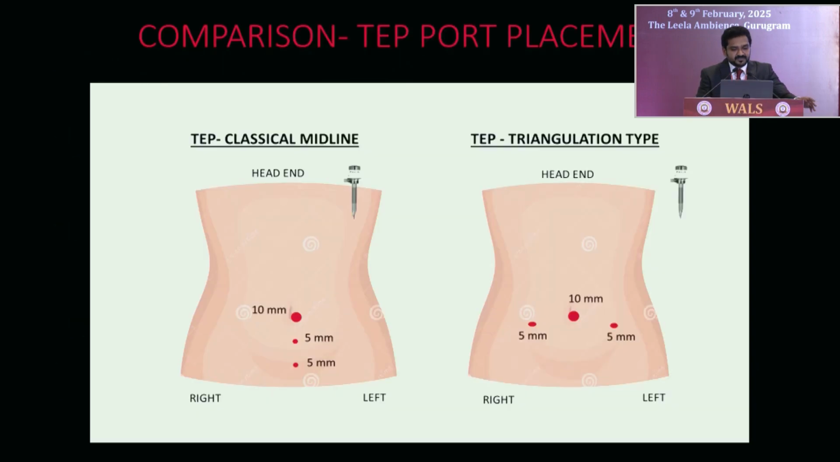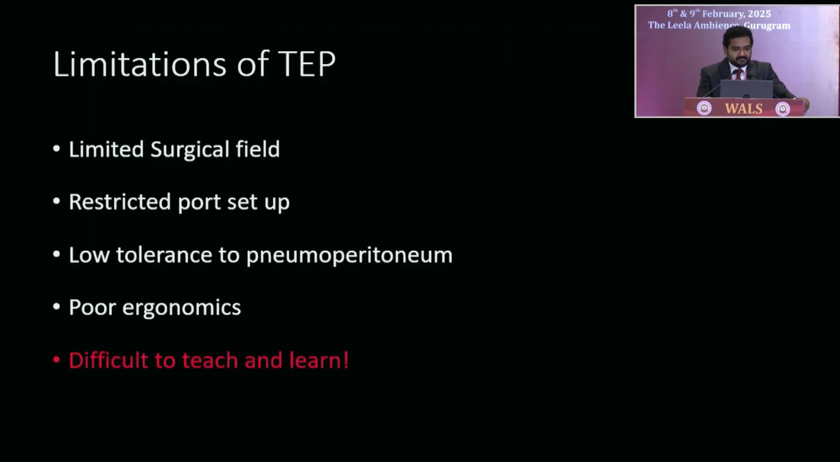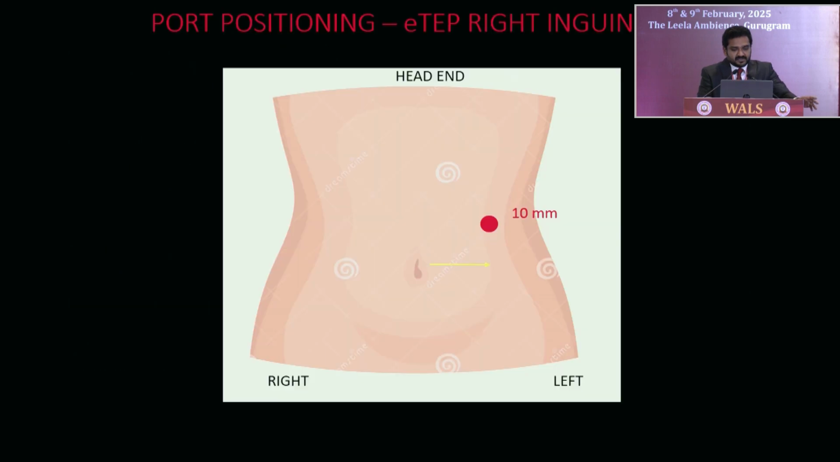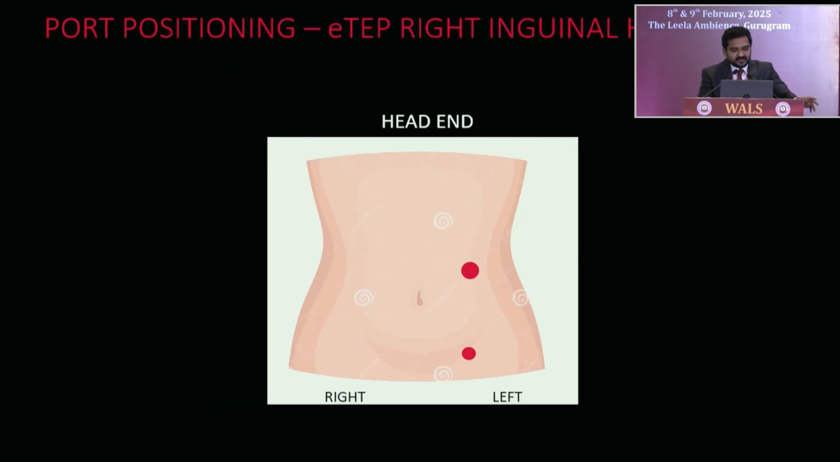post-bariatric patients. So if you compare the port placements of TAPP, in classical TAPP you go by midline ports. In the triangulation type, you place the ports laterally at equidistance from each other. But however, it has got its own limitations. In eTEP, you take a first camera port 5 centimeters lateral and 3 centimeters cephalad to the umbilicus. And the second port is at the level of lateral to the inferior epigastric vessels, and third port is at the level of umbilicus, and the hernia can be targeted.